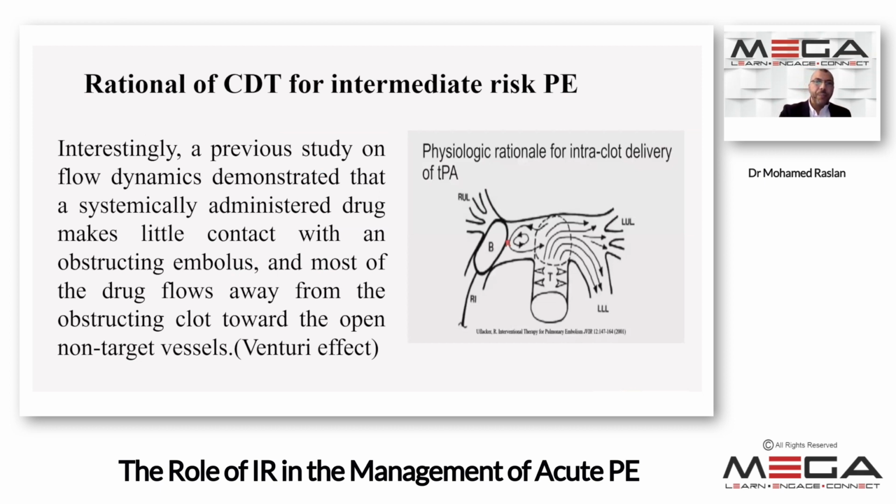Interestingly, previous studies on flow hemodynamics demonstrated that a systemically administered drug makes little contact with the obstructing embolus, and most of the drug flows away from the obstructing clot toward the open non-target vessels. This is called the Venturi effect. If you can see this image, with the right pulmonary artery blocked, the flow preferentially goes to the open pulmonary arteries and avoids going to the blocked area. So this makes less exposure to this area and to these branches.